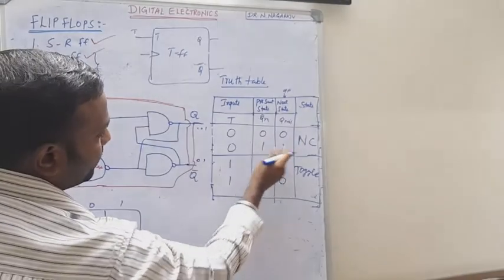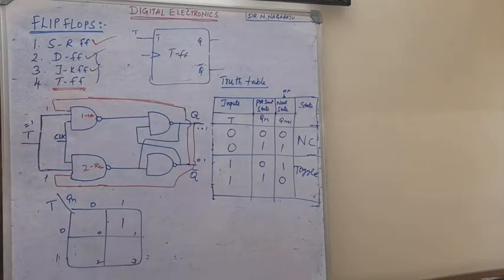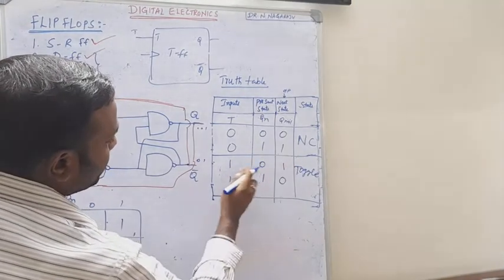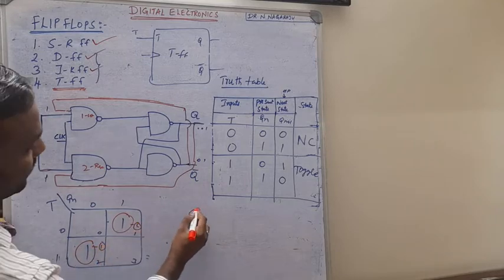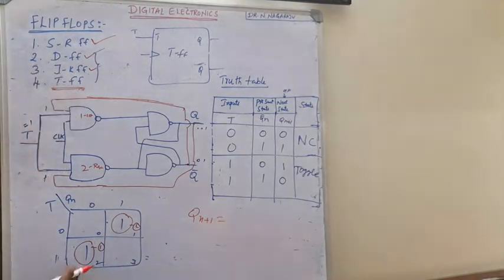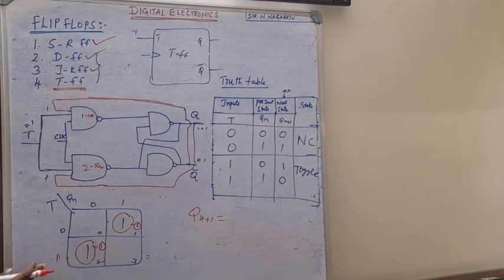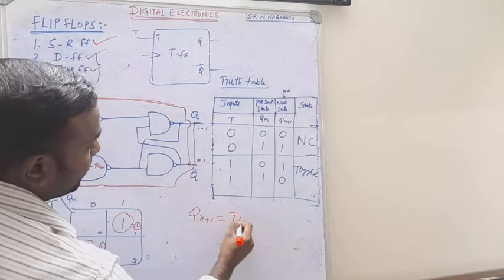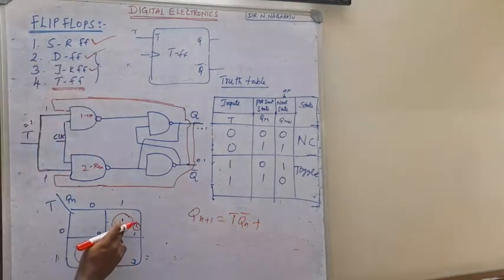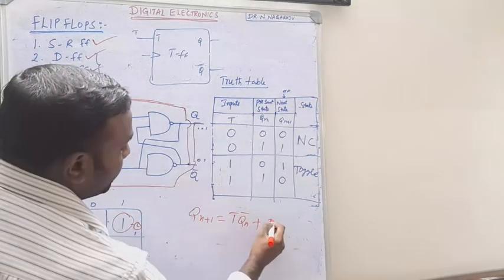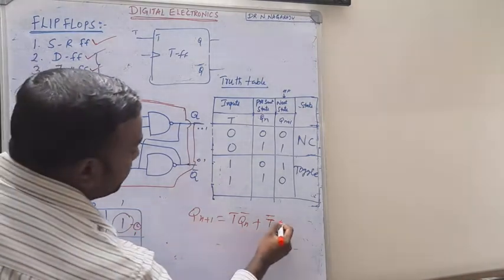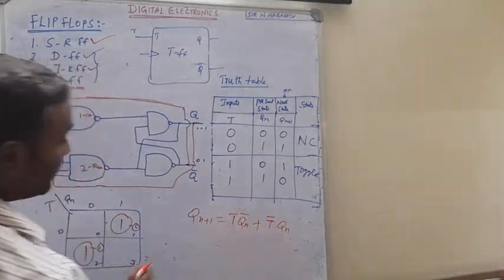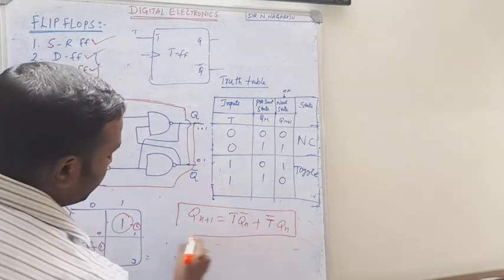Now just find the characteristic equation. Qn plus 1 is 1 at condition 0, 1, and also at condition 2. Grouping is only individual variables, so this is group number 1 and this is group number 2. Now the characteristic equation is Qn plus 1 equal to, for the first group, row wise T, so T and Qn bar, plus, for the second group, row wise T bar, and column wise Qn, so T bar and Qn. This is the characteristic equation for the T flip flop.